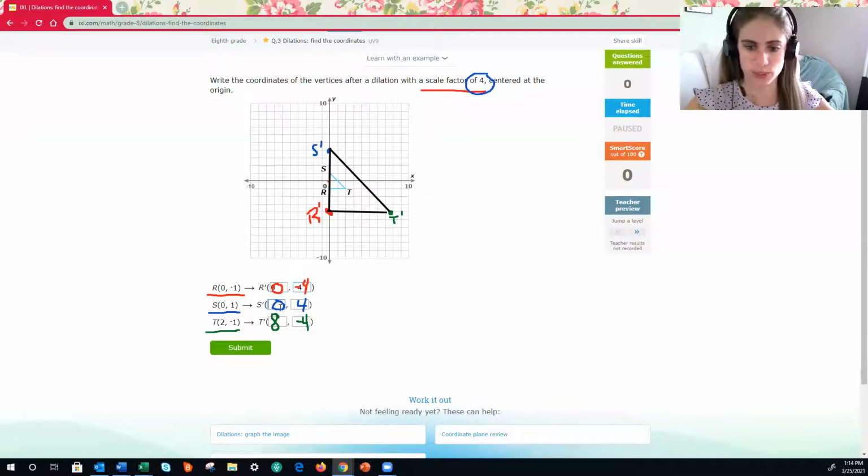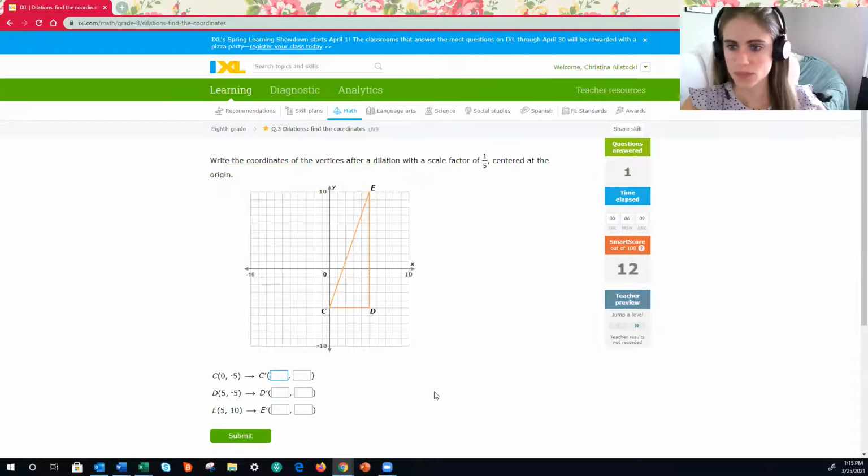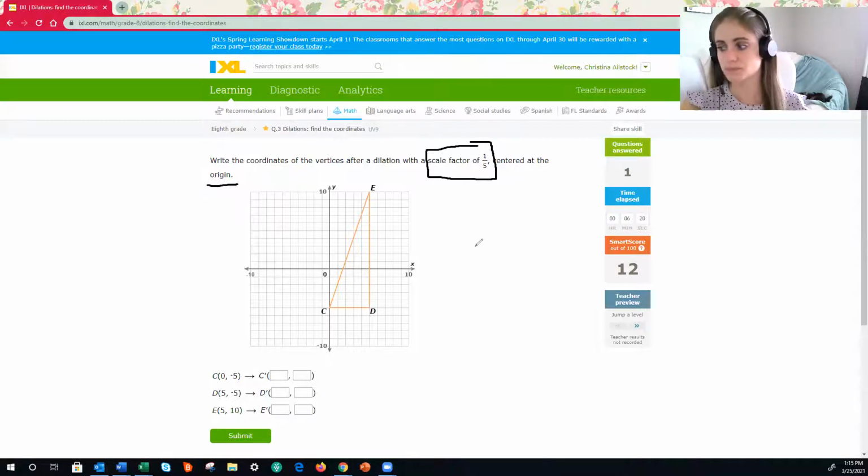so we can do a new problem. There we go, sweet. Okay, now we're going to dilate by a scale factor of how much? Write the coordinates of the vertices after the dilation with a scale factor of 1/5. And it is also centered around the origin. Okay, so that's good.